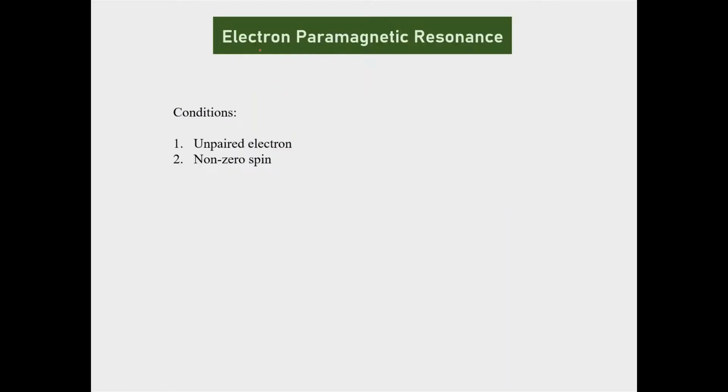So first of all, EPR stands for electron paramagnetic resonance, and the conditions for being EPR active are that the molecule must have at least one unpaired electron and should have a non-zero spin, that is, I should not be equal to 0. The molecules which are EPR active are radicals, and also transition metal complexes.